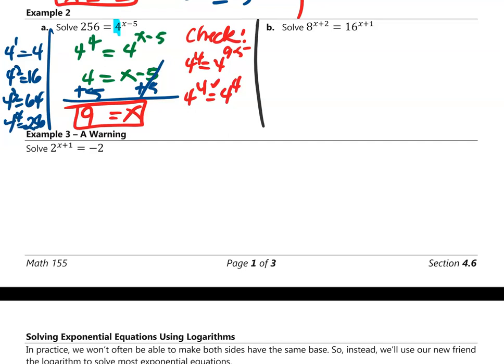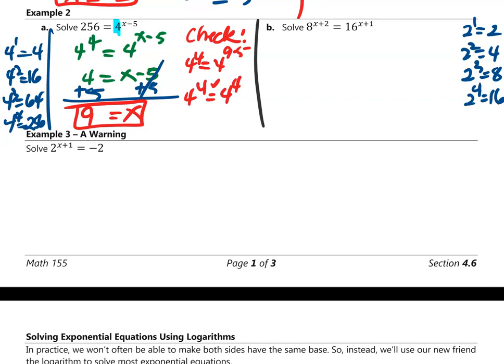Solve 8 raised to x plus 2 equals 16 raised to x plus 1. Look at their bases, 8 and 16. But we can recall that 2 raised to 1 is equal to 2, 2 squared is equal to 4, 2 cubed is equal to 8, 2 to the 4th is equal to 16. Look at that, 8 and 16.